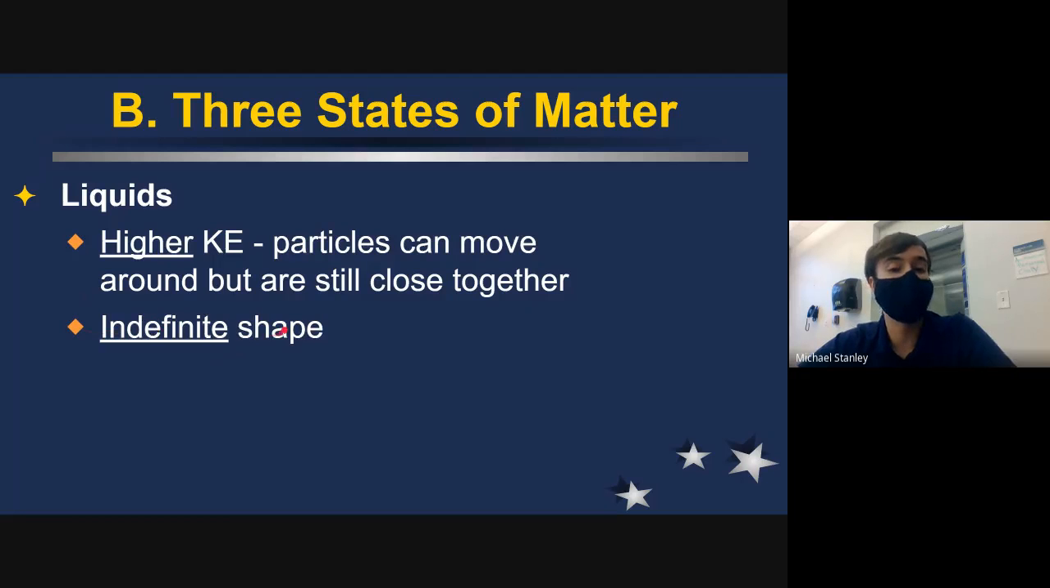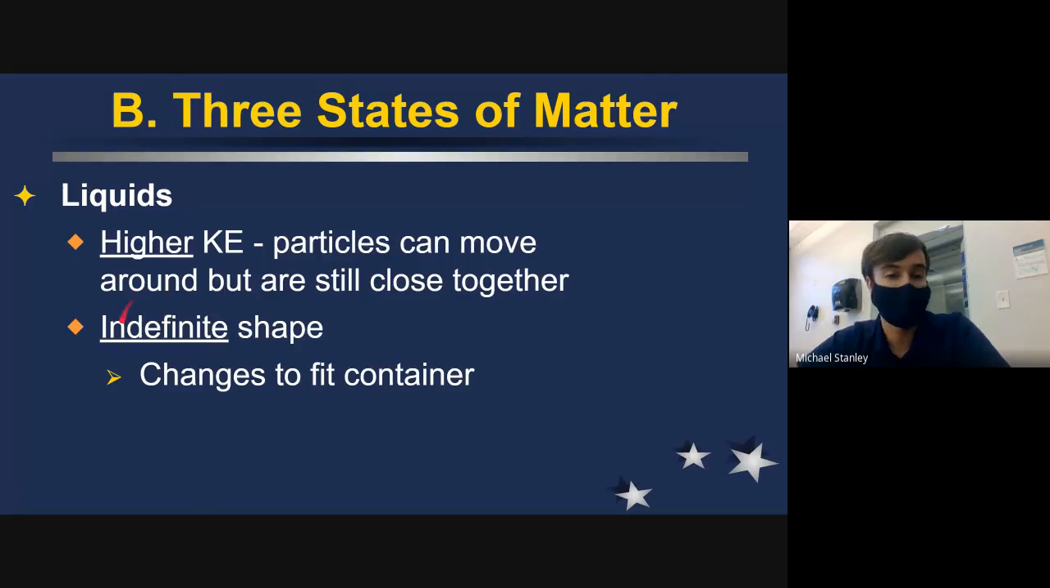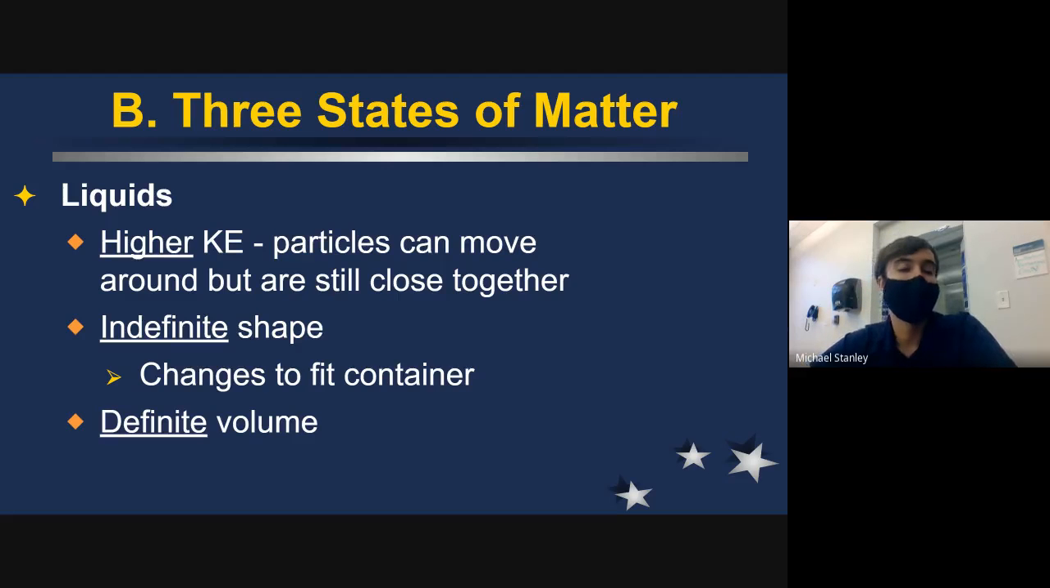So that's what we mean by indefinite shape, right? There's no set shape to liquids. They just kind of fill up whatever container that you put them in. So the type of container that they're in will determine the shape of the liquid. It doesn't have a specific shape on its own. Unlike this pen, for example, which will have the same pen shape no matter where I put it, liquids don't do that. They take up the shape of their container.